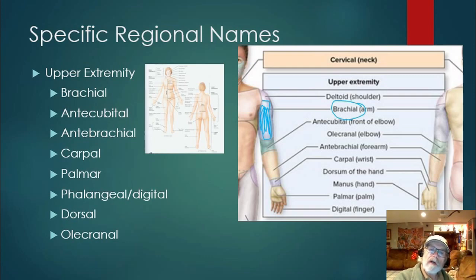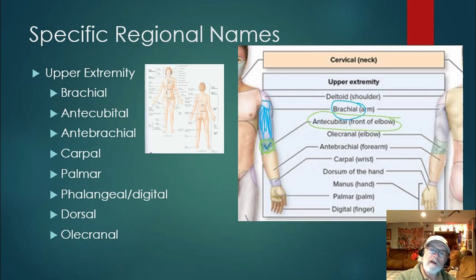Anticubital is the next word. Anticubital is this area in front of the elbow right here. It's in the front, not in the back. Anticubital is in the front of the elbow. When they take blood from people, they usually go through the veins in the anticubital fossa. They take a vein from in there. So that's called anticubital, which is in the front of the elbow.